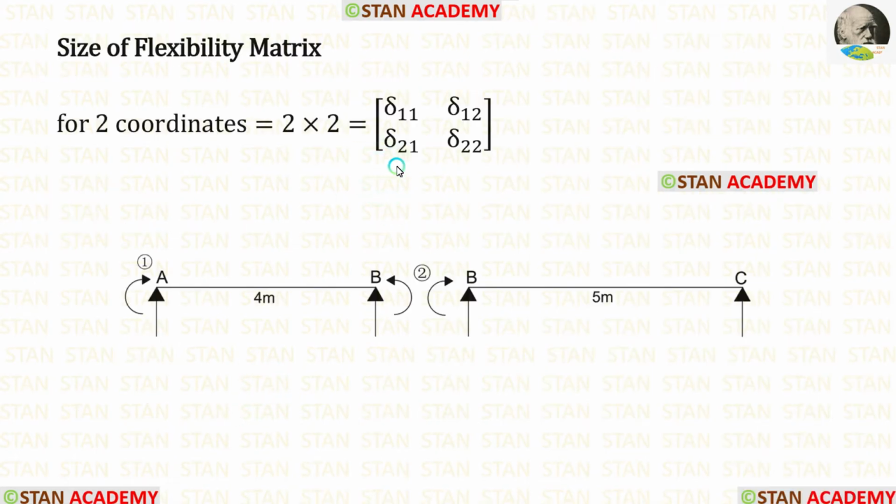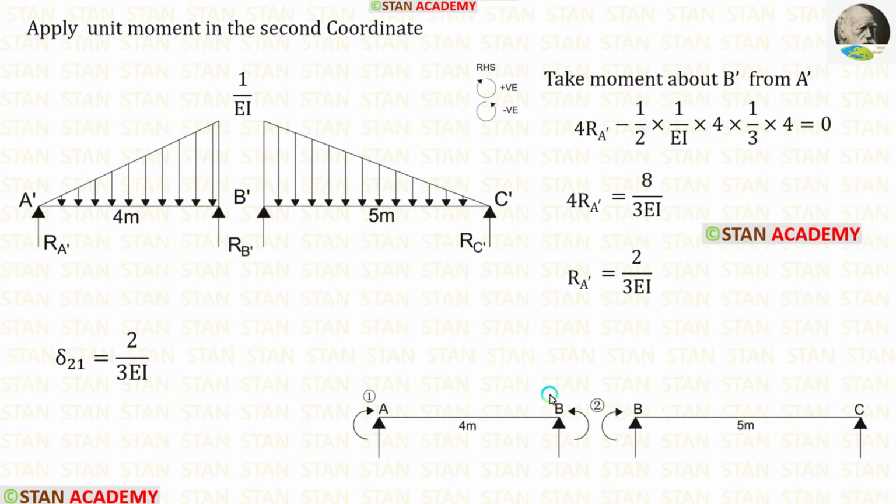In the flexibility matrix, now let us make the second row. For that, we have to apply unit moment in the second coordinate. When we apply unit moment in the second coordinate, here the moment will be 1 and here it will be 1. Here it will be 0 and here it will be 0. Using that, we can make this diagram. Now let us calculate delta 21. For that we have to find RA dash.